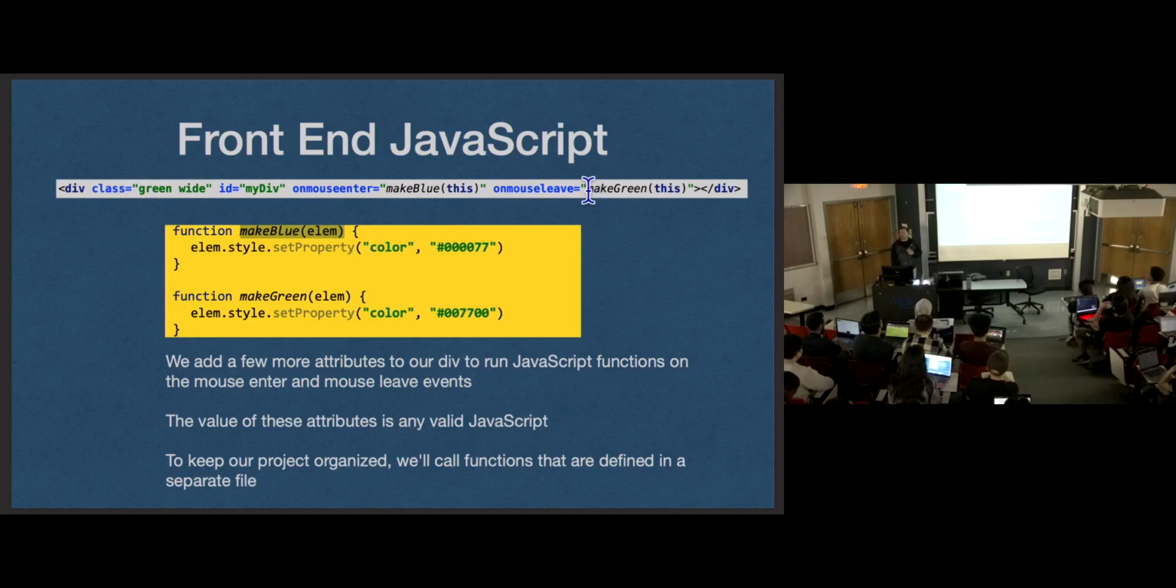I teach in Java, so I'm used to calling them methods all the time, but I'm going to call these functions. So when the mouse enters, I'm going to call the makeBlue function and pass this, which is a reference to the element that's referred to by this tag. So I'm going to pass that element, grab the element, change its style, change the color to blue. And on makeGreen, pass the element, change the color to green.